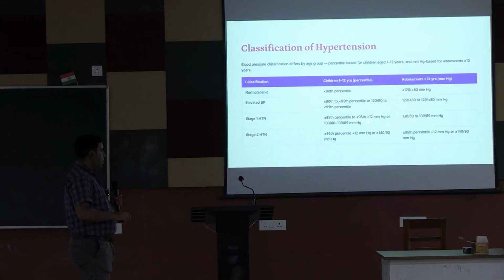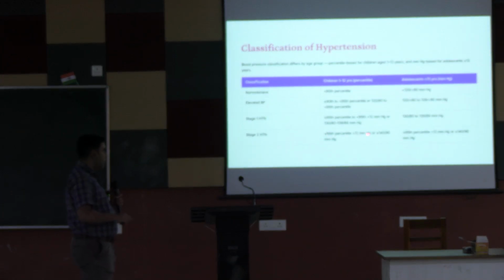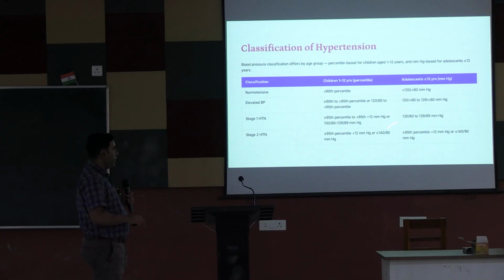95th percentile, or if it is less than 95th percentile plus 12 mmHg. Okay, means 130 to 139. It is 120 to 129, it is 130 to 139, and diastolic is 80 to 89. And stage 2 hypertension is more than 95th percentile plus 12 mmHg, or greater than 140/90.